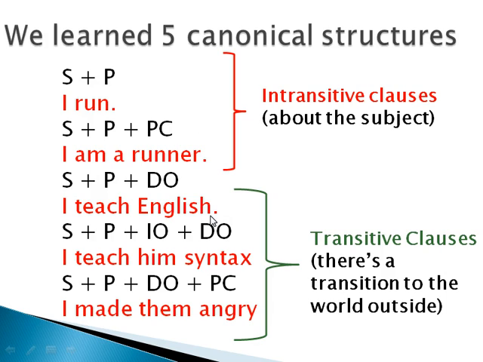The third possible pattern, the third possible structure is subject, predicate, and direct object. Like in I teach English. Okay? Now, I, verb, in this case an action, I do some action in relation to English. English is the object, the direct object of my teaching, okay, and I as the subject.